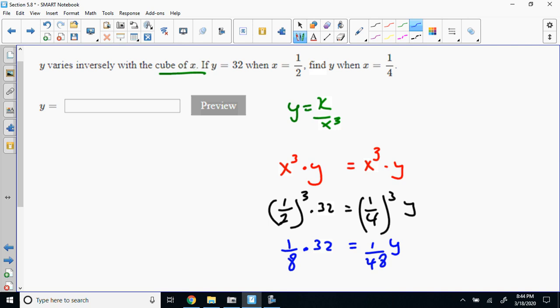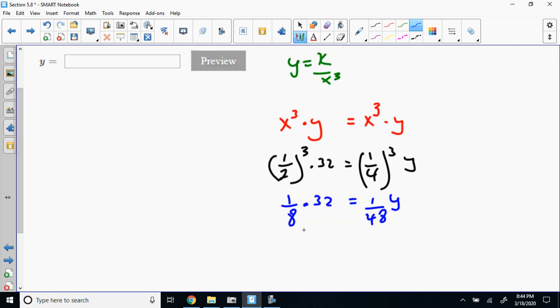So if you look at this, 32 divided by 8 is 4, so that's really y over 48 here. If you were to do it this way, multiply these two together, it'd be y. So I would just multiply both sides by 48, and when I do that, I should get 48 times 4, which is 192. So 192 is what my y is equal to.